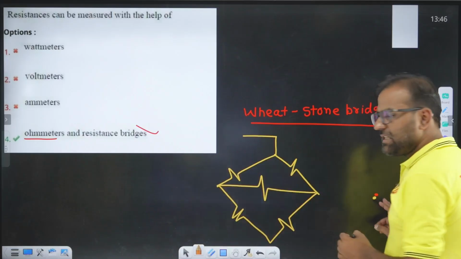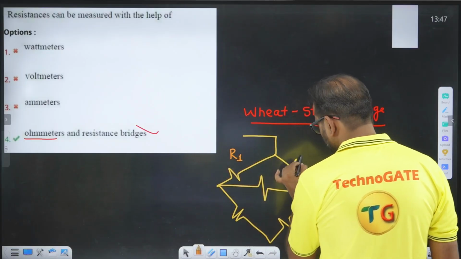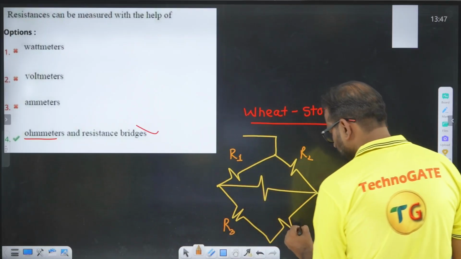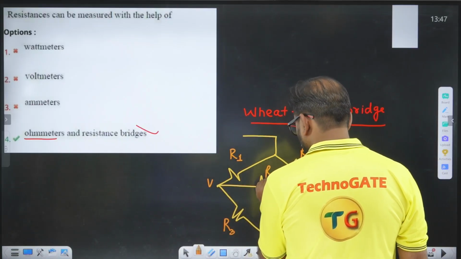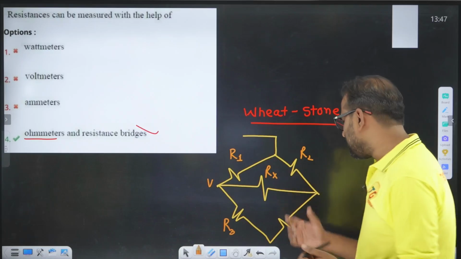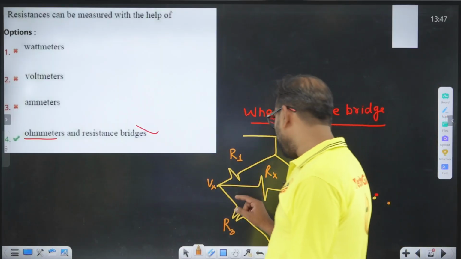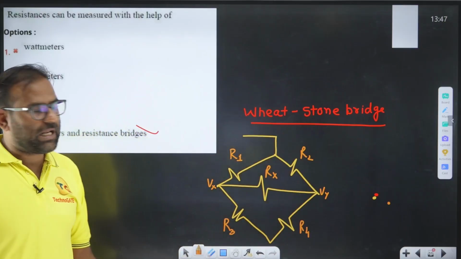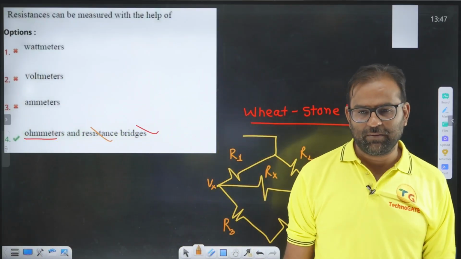So when the bridge is balanced, you can say this is R1, this is R2, this is R3, this is R4. We call this the unknown load. To calculate the unknown load, we try to balance these 2 points. What is the balanced bridge condition? When Vx equals Vy. If we achieve this condition, then we can know the value of Rx. So this is one of the techniques to calculate the resistance. So bridges are the correct option to calculate the resistance.